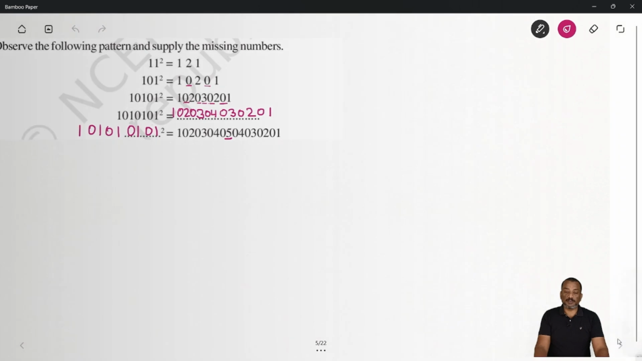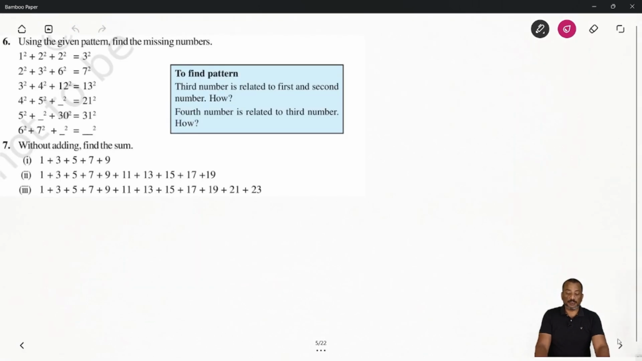Now coming to our next question. The next question is a very interesting question. Here it is saying, use the given pattern, find the missing number. First you have to understand the pattern, and here some hint is given. It is saying the third number is related to the first and second number, and the fourth number is related to the third number. So you can say first one, 1 square plus 2 square, you will get 2 square, and that is equal to 3 square.